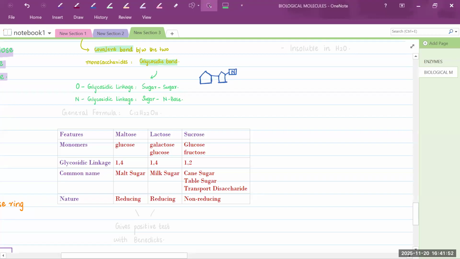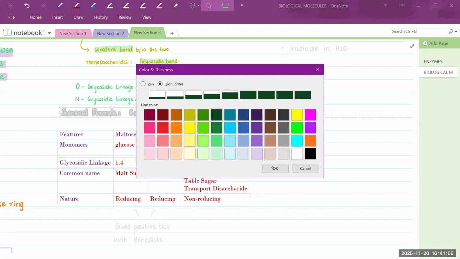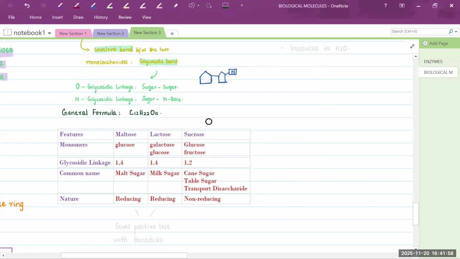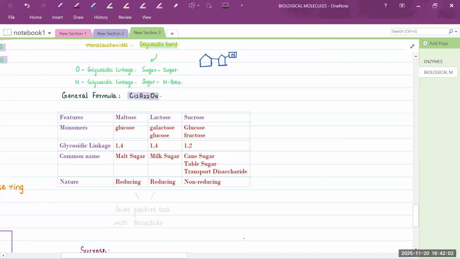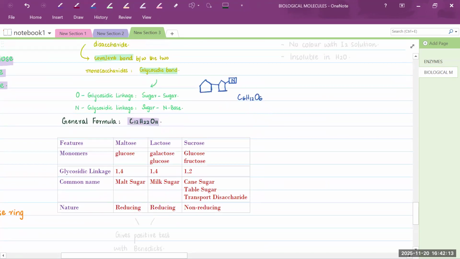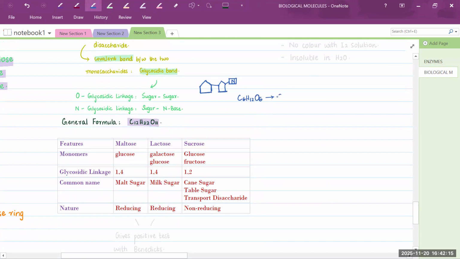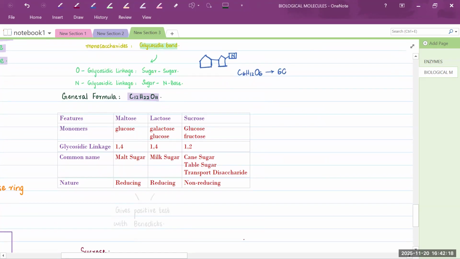So the general formula for disaccharides I have written here. There is no general formula for oligosaccharides, but disaccharides have a general formula of C12H22O11. Monosaccharides usually have a general formula of C6H12O6, as we can see in 6 carbon glucose.